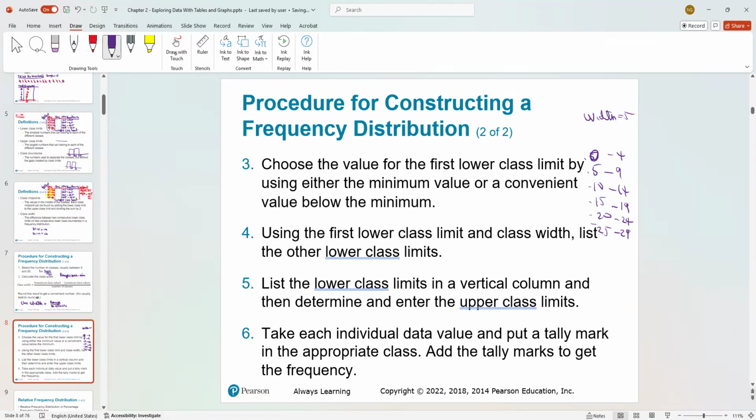After you list the lower class limits in a vertical column, determine and enter the upper class limits. Then take each individual value and put a tally mark in the appropriate class. Add the tally marks to find the total frequency for each class. Remember that it's very important to do.